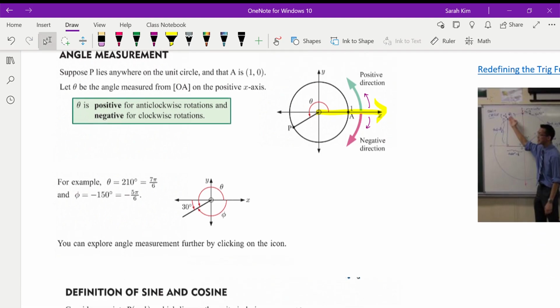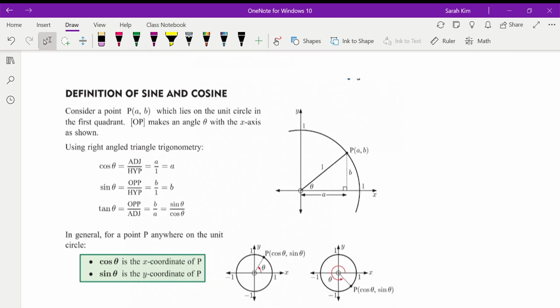For example, if we have an angle of 210 degrees, we can change it to radians by timesing it by pi over 180. We did that in a different chapter, so you should be able to do that now. Again, same thing, you times it by pi over 180 degrees. As you can see, these are positive angles, so you go that way 210 degrees, and for a minus angle you go that way, which is minus 150 degrees, etc.